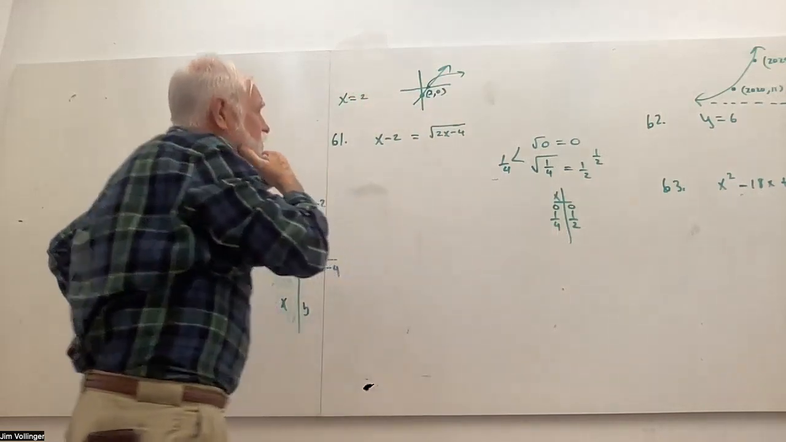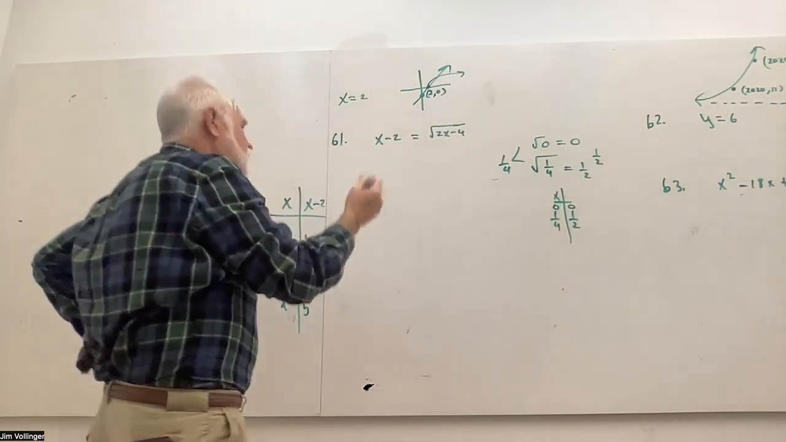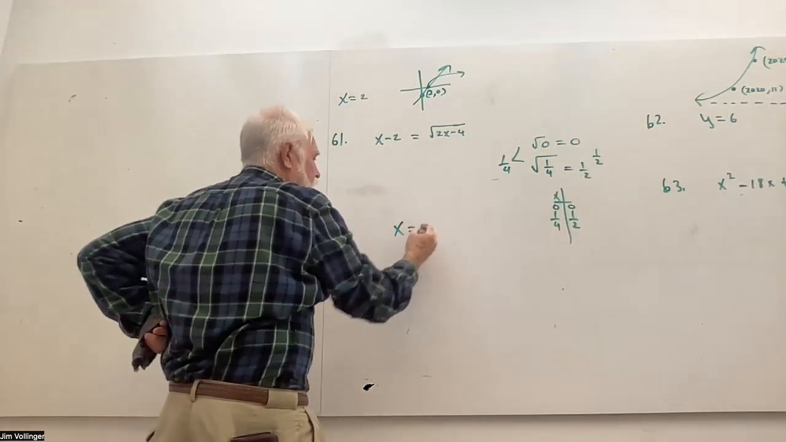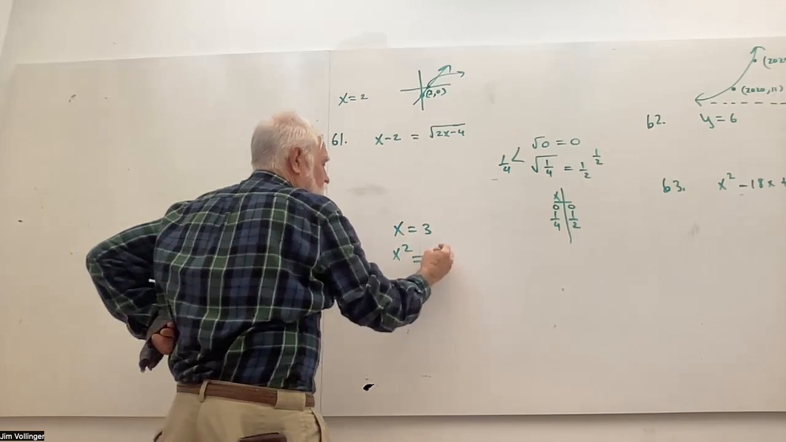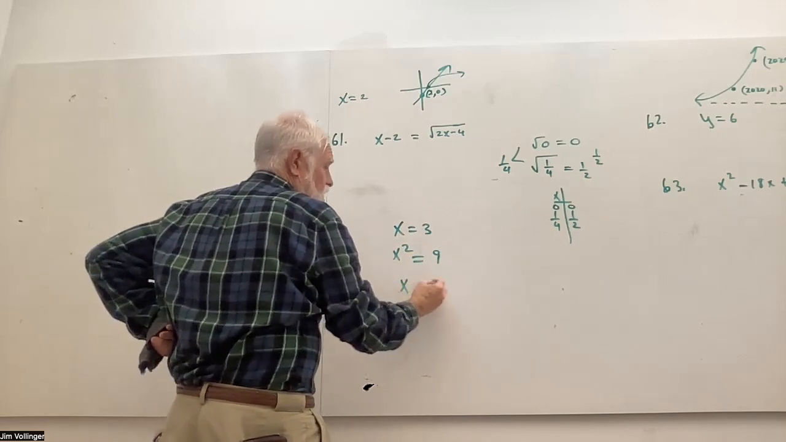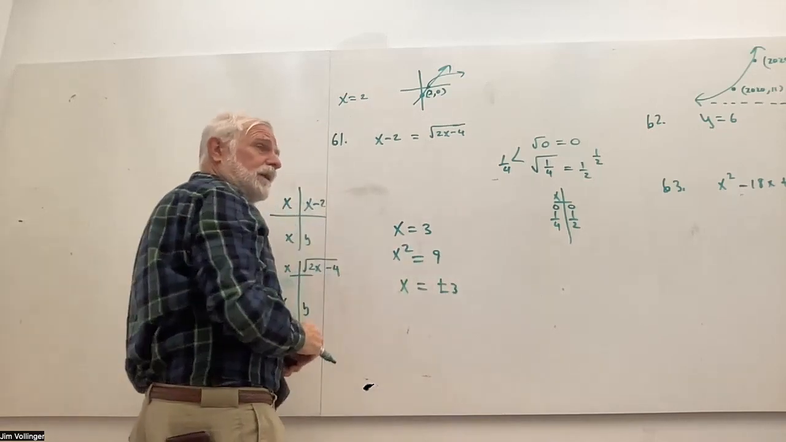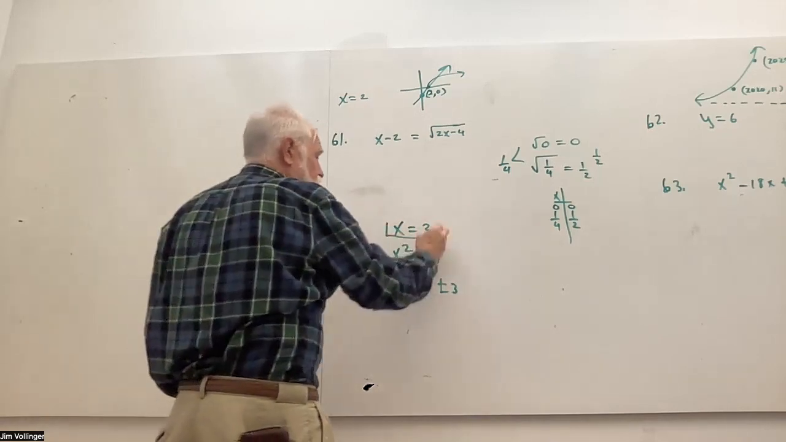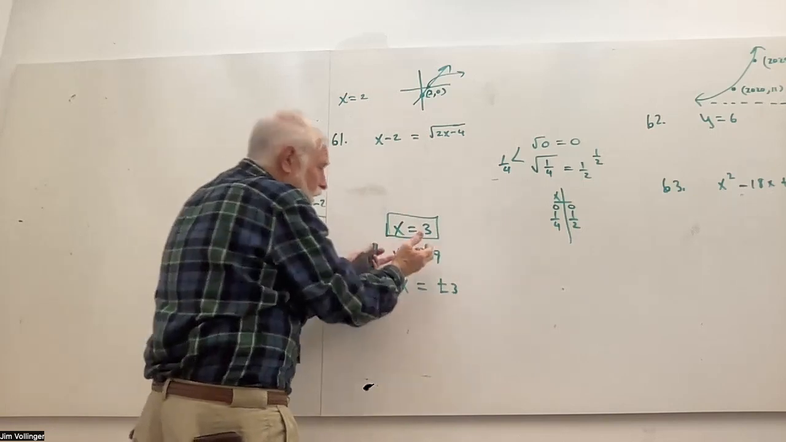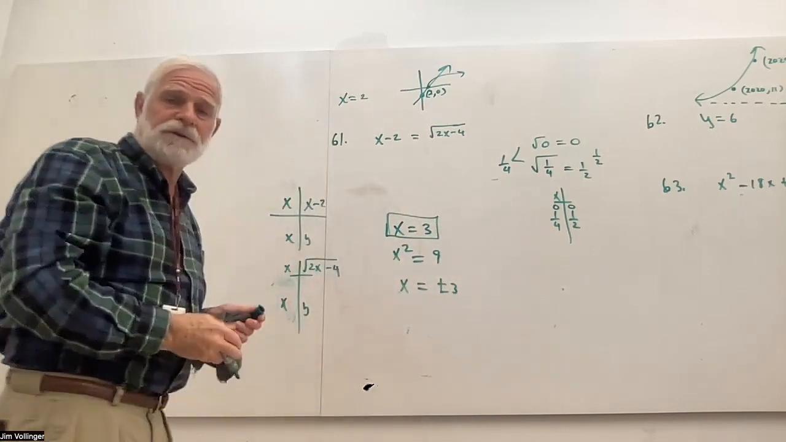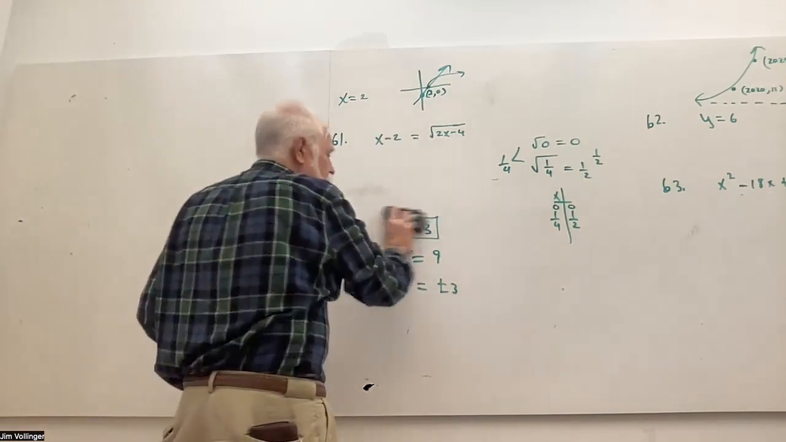Sometimes we get extra answers on these problems. And I've explained it before. I'll do it one more time. x equals 3, x squared equals 9, x equals plus or minus 3. Only one of those answers satisfies the original question. All right, so sometimes squaring brings in an extra answer. And in this case, it doesn't appear to.